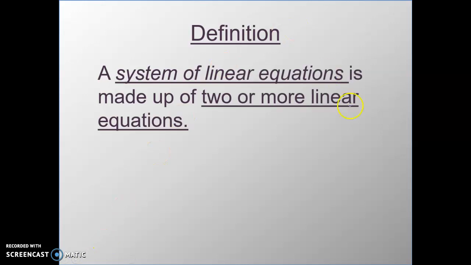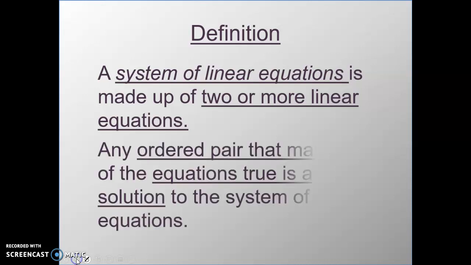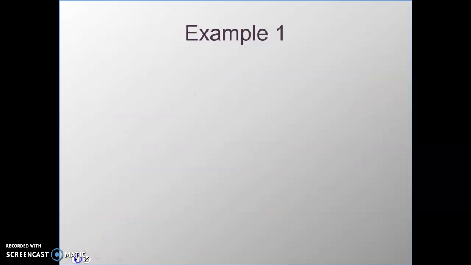A system of linear equations is made up of two or more linear equations. We talked about that before we graphed. A system of linear equations is just two equations that, when graphed, will form a straight line. That's what linear means. Any ordered pair that makes all of the equations true is a solution to the system of equations. 3, 2 was a solution because it worked with both equations. Let's take a look at another example.